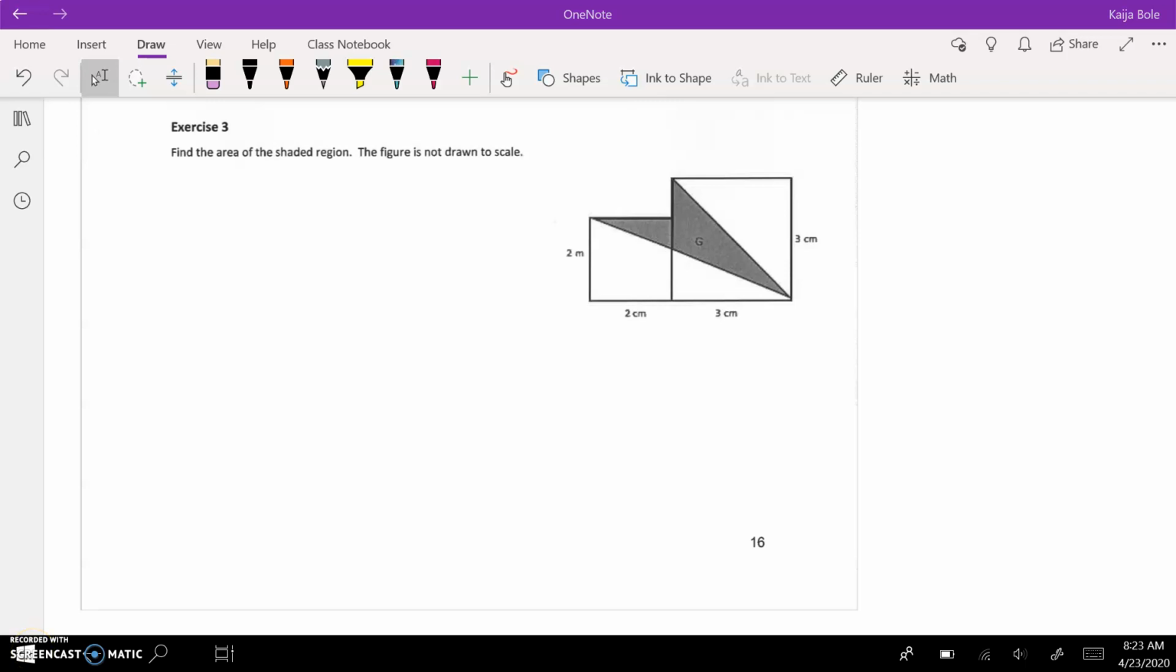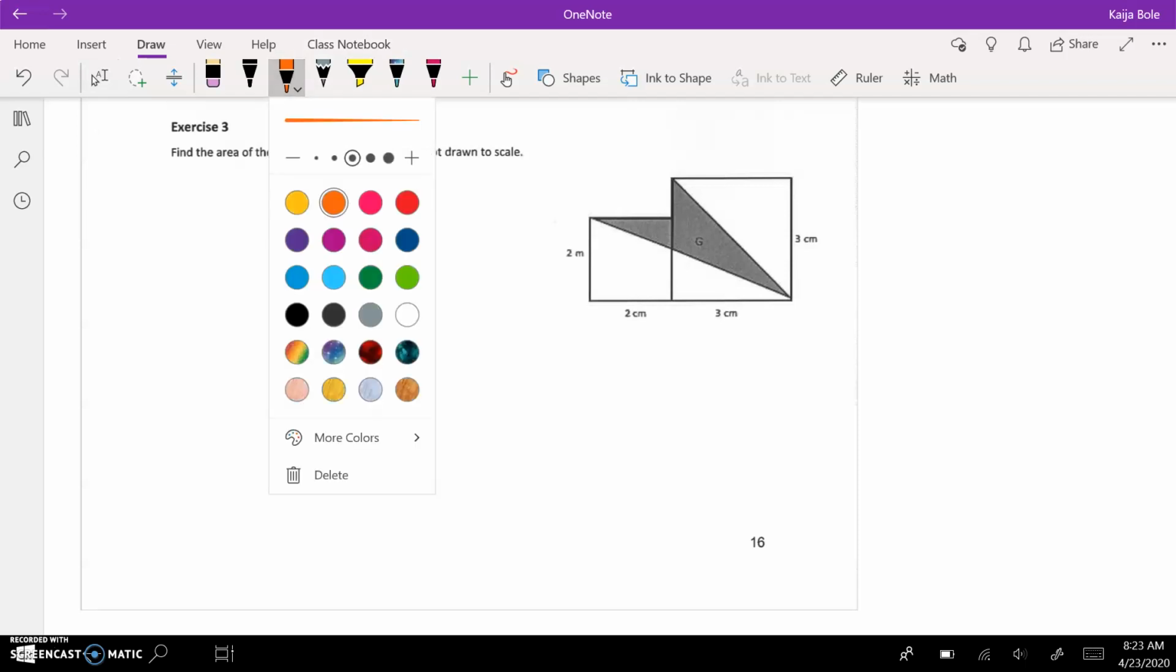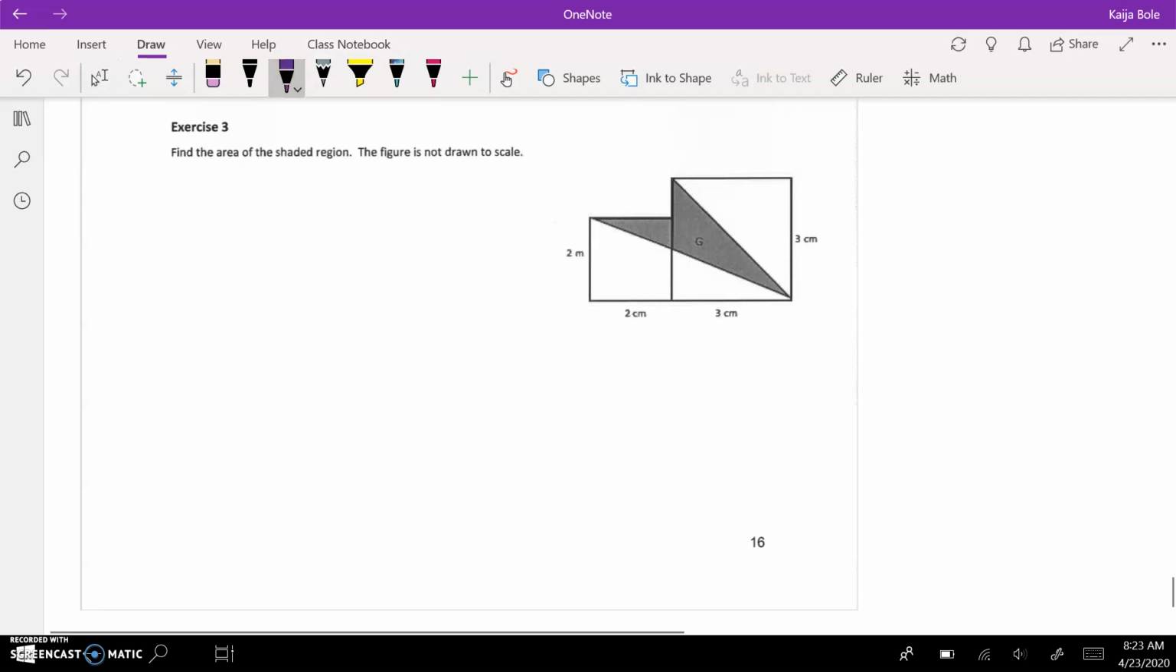All right, so this one says find the area of the shaded region. The figure is not drawn to scale. Okay, that's usually just assumed, but they really wanted you to know that in this question. So we have a lot going on. Even this shape G is not a shape we can just find the area of because it's got that little added triangle bit off to the left.